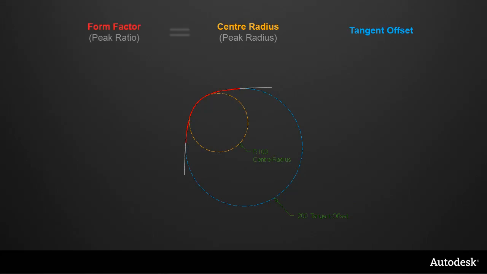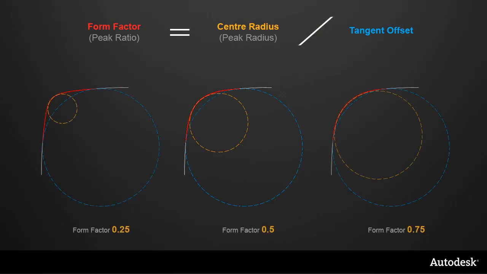These two values are related by the form factor, which was previously called the peak ratio. And if we have a look at some examples, you can see how that ratio of the two values creates different fillet shapes.